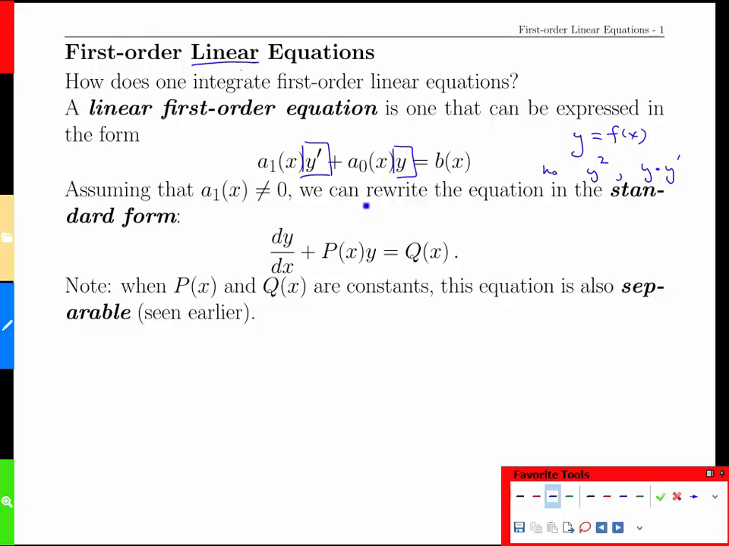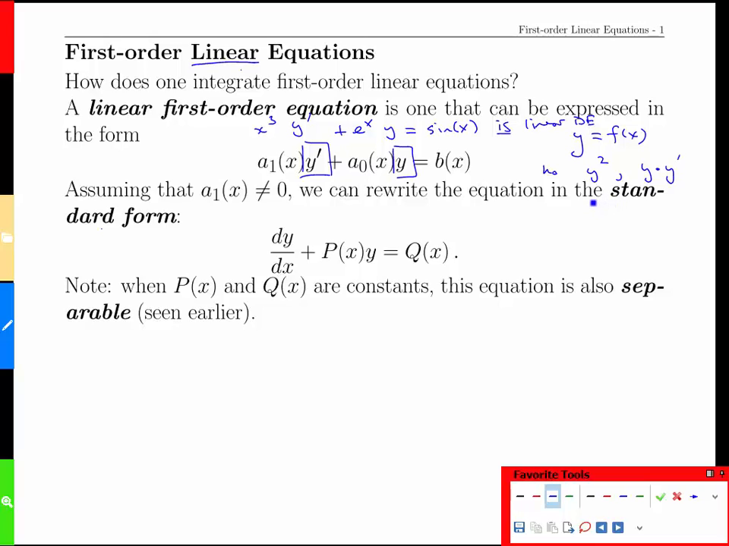What would be okay, and we'll see some examples later, would be something like x cubed y prime plus e to the x y equals sine of x. That is a linear differential equation. It's linear in the y's and the y primes. It's perfectly all right to have nonlinear x things. It's the function that we're interested in solving for that has to appear in linear form.